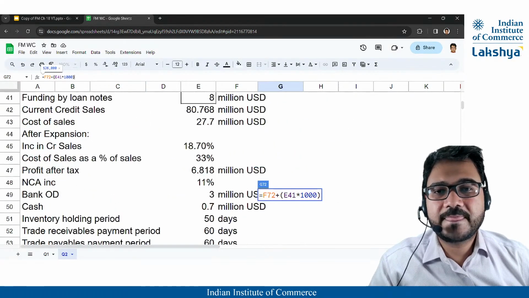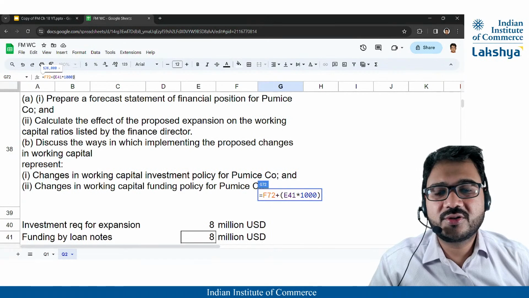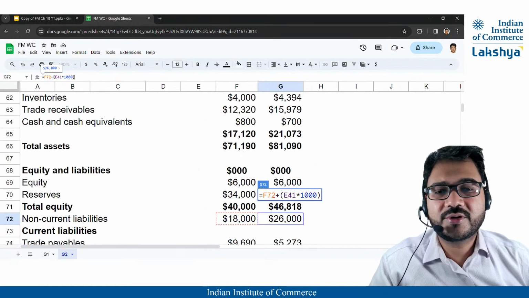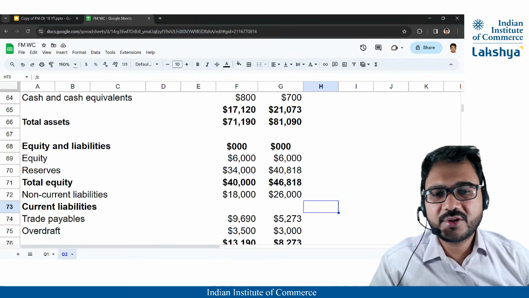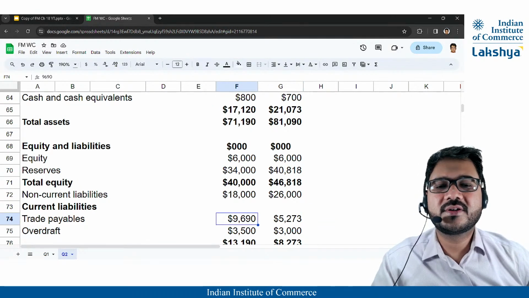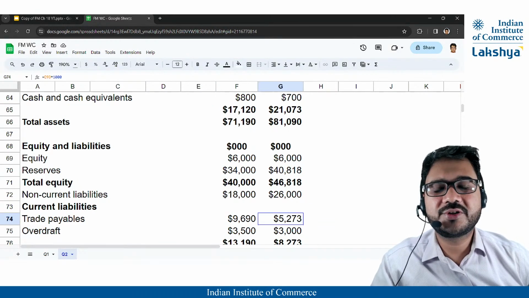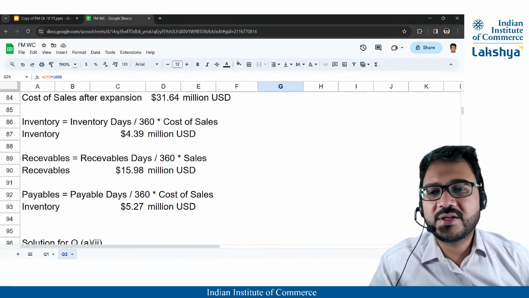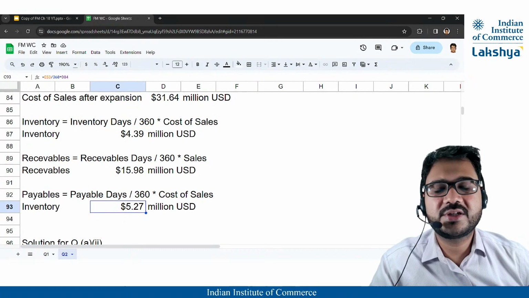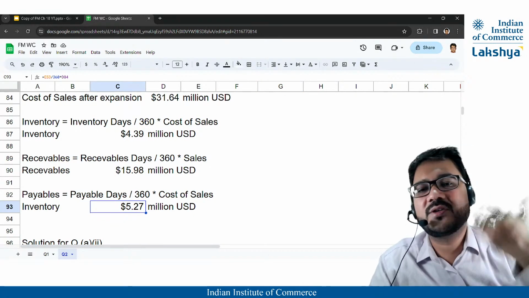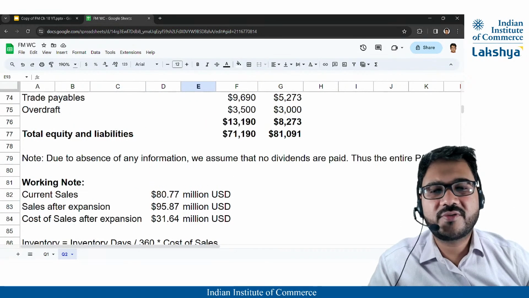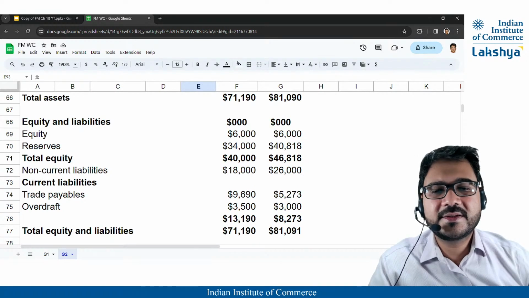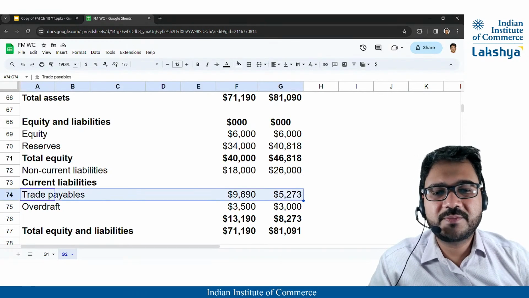So this goes into that $8 million loan that we took. Okay. Trade payables: old is available, new we can use payable days and find out. So we are finding payable days, which we already have in the question, divided by 360 into cost of sales. Payables again are valued at cost of sales. Okay, so 5.27 million. So you have your trade payables.